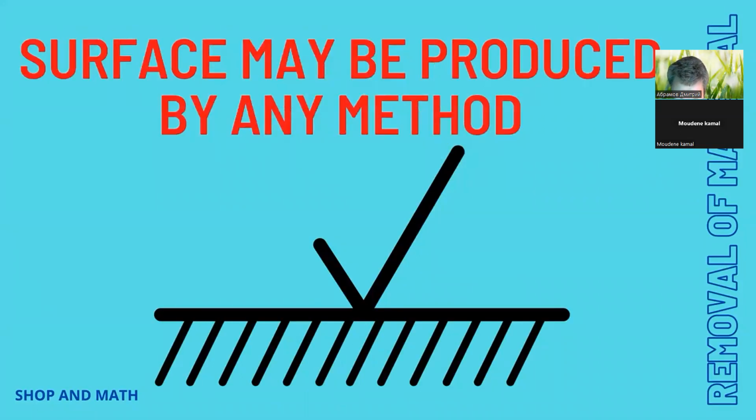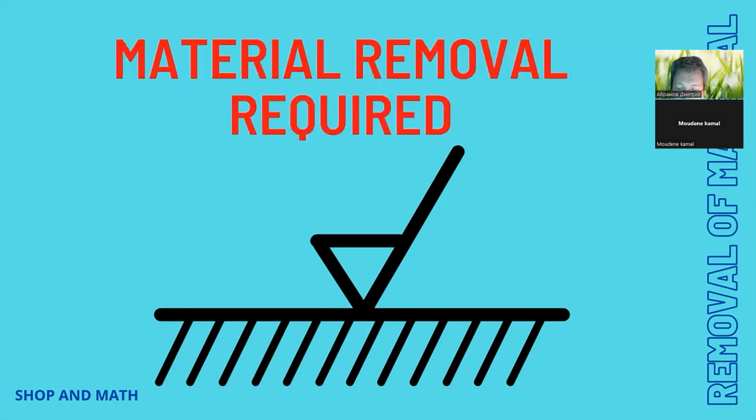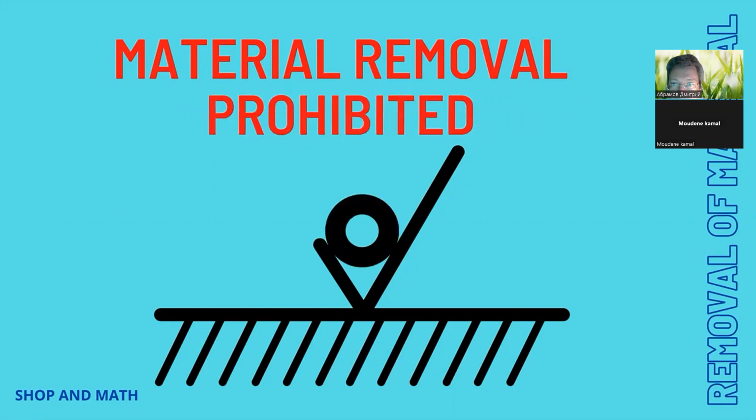Surface may be produced by any method. When this symbol is by itself without any accompanying symbol like a lay symbol, it can be produced by any method, meaning any type of machining. Material removal required. This symbol is usually accompanied by other symbols such as lay. Material removal prohibited. There are multiple reasons why they use this symbol, but one of the more popular ones is that the surface is a datum for an internal reference dimension.